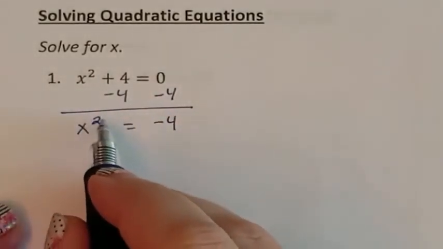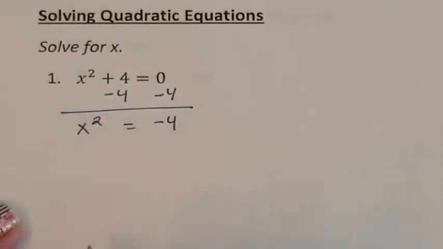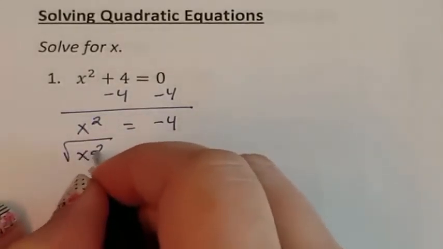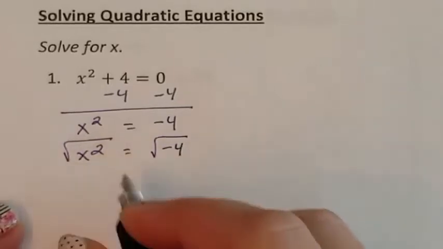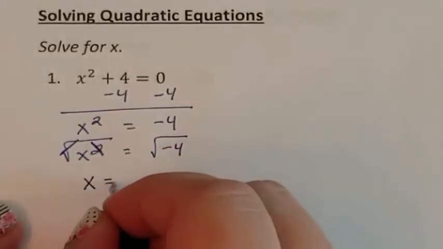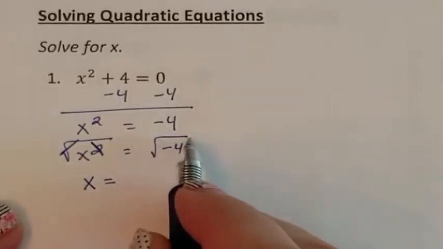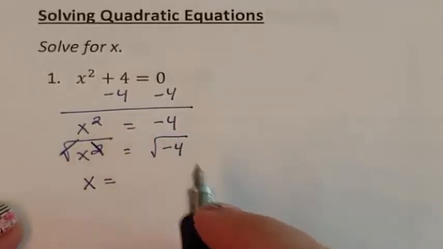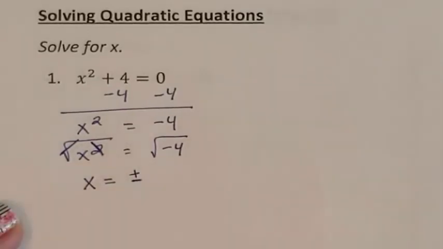I need the x by itself, which means this exponent of a 2 needs to go away. So I'm going to square root both sides. The square root and the exponent of a 2 cancel each other out, so I'm left with x equals, I chose to write this square root. Because I chose to write the square root, I need a plus or minus.